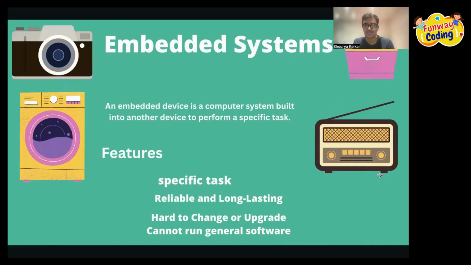And next is embedded systems. The textbook definition that we need to know is: an embedded system is a computer system built into another device to perform a specific task. And in GCSE, we may need to identify the different features of an embedded system. That is a specific task. It has a specific function, it can only do a single function. Reliable and long lasting, as it only has few processors. It has a microprocessor. It does not have a large RAM. It has a small RAM, a small ROM, and that's it, nothing more.